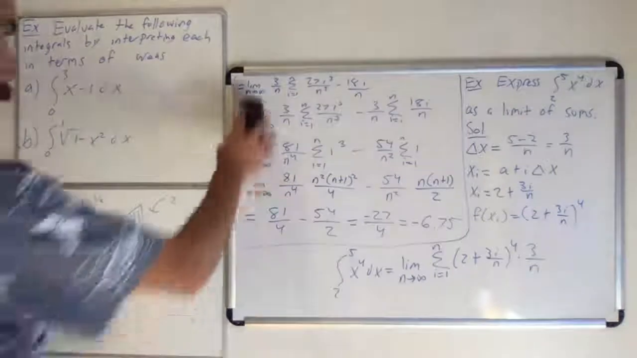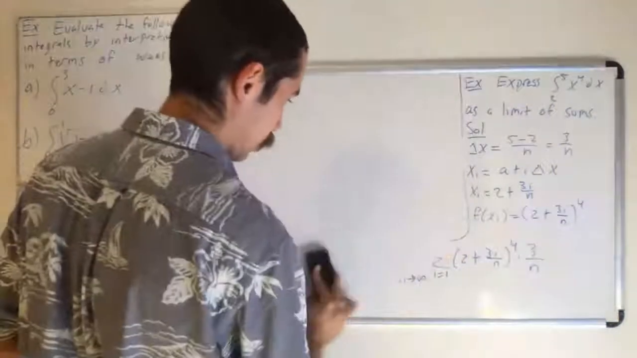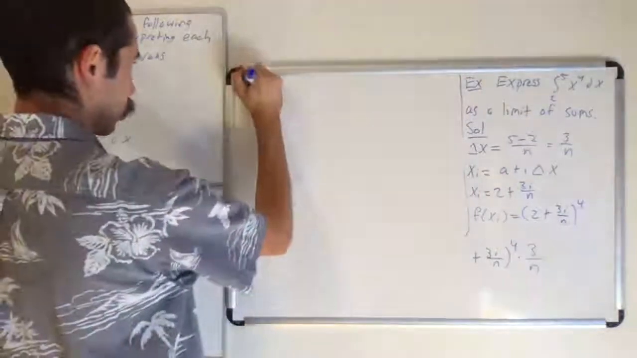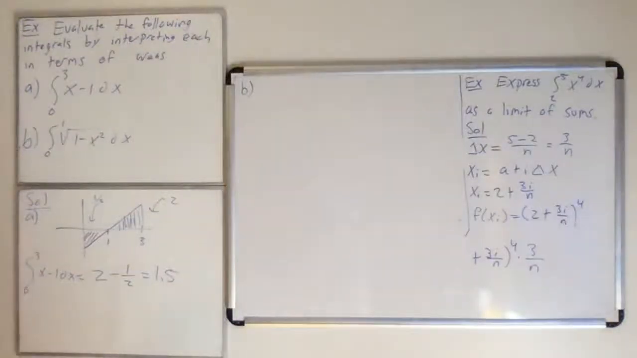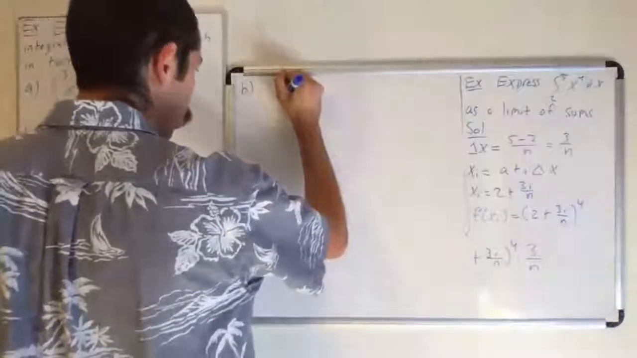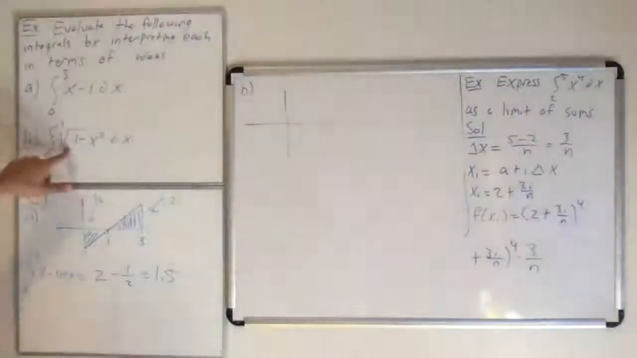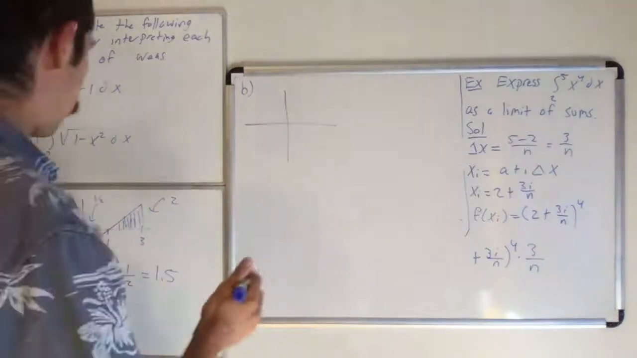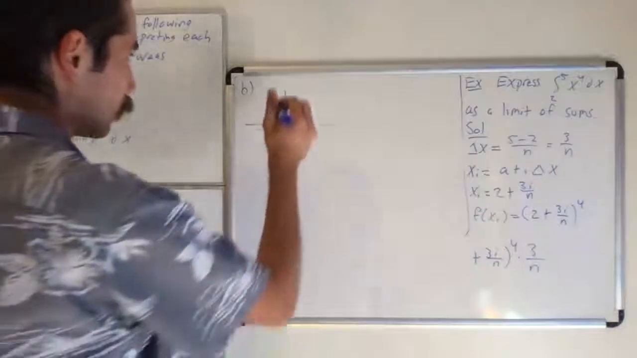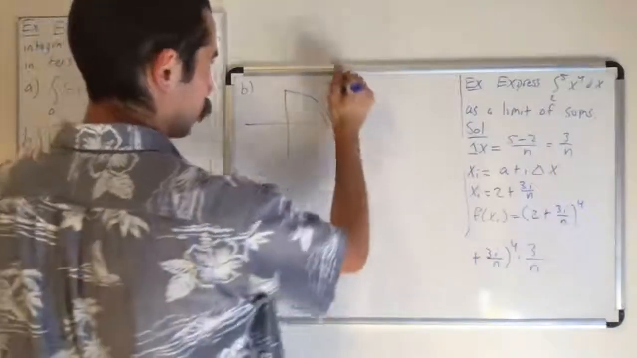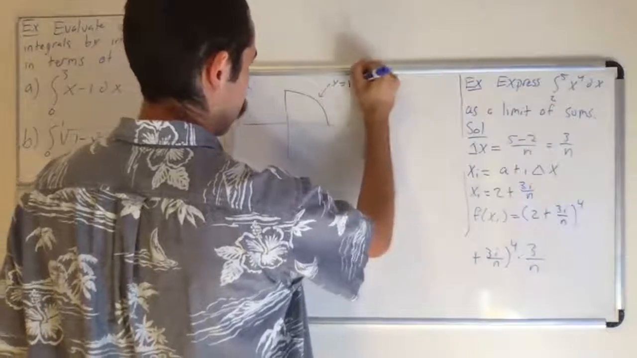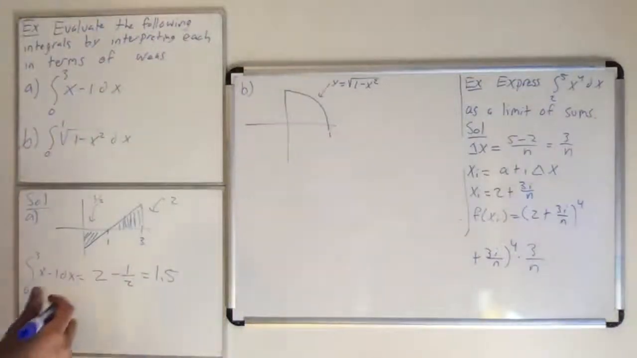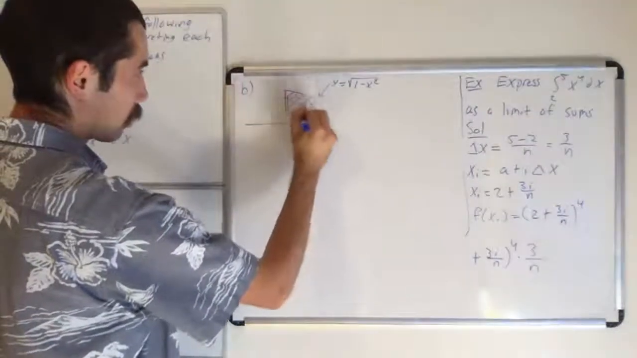Okay, and then for the other one, we want to sketch this curve. What does the curve y equals the square root of 1 minus x squared look like? That's a semicircle with radius 1, but we're only going from x equals 0 to 1. So we want to find the area of this quarter circle.